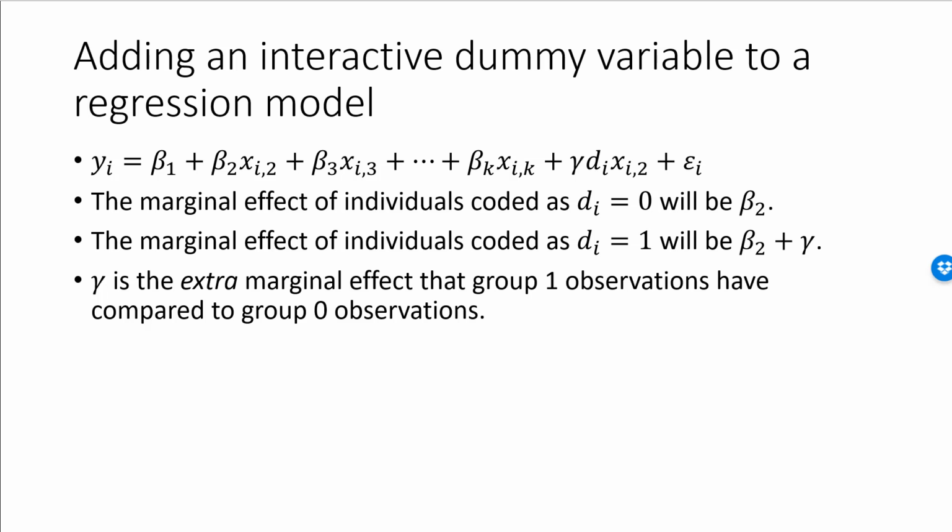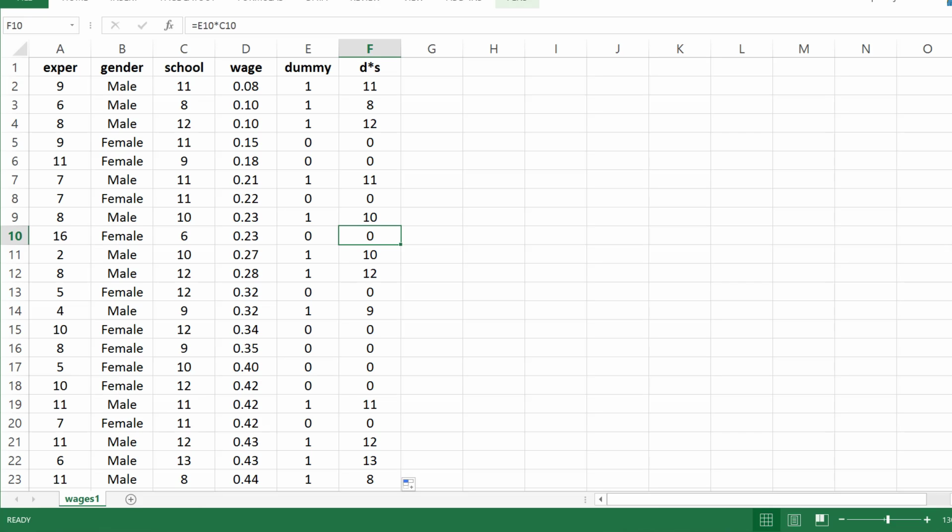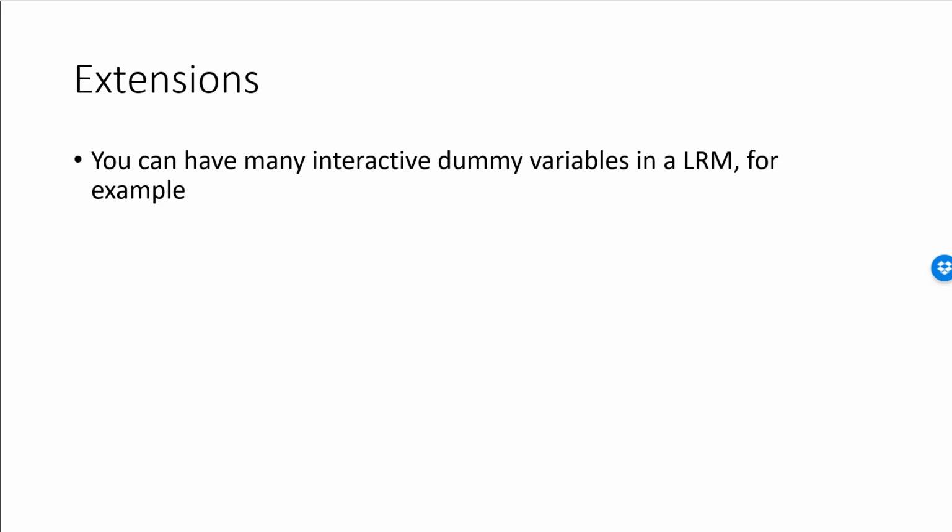So let's look at some extensions to this idea. The first sort of trivial extension is that you can create many interactive dummy variables. In my example here, I created an interactive dummy variable between dummy and school. I could have created one between dummy and experience as well. And if you have many dummy variables, let's say you have additional dummy 2, then you can of course create interactive terms between dummy 2 and experience and dummy 2 and school as well. So that's one extension, many dummy variables.